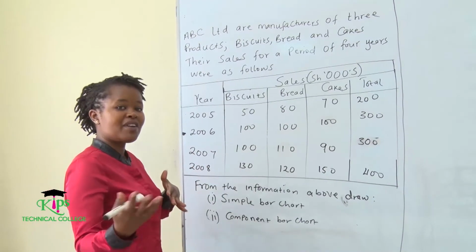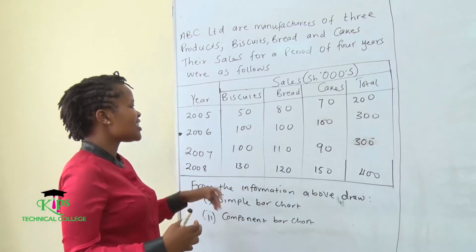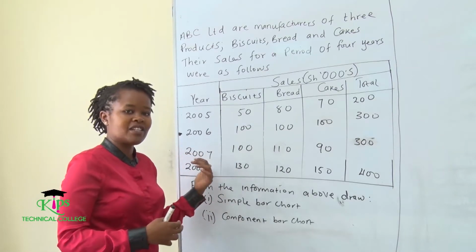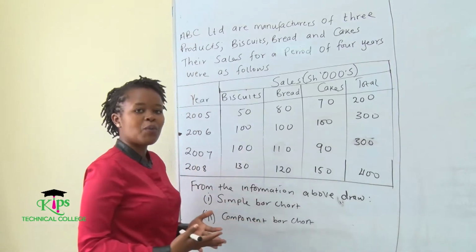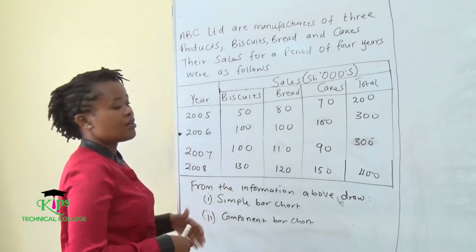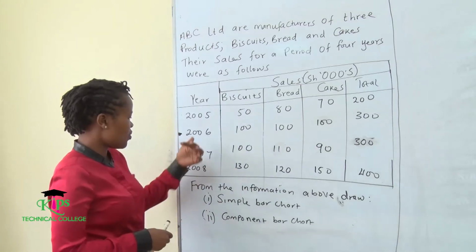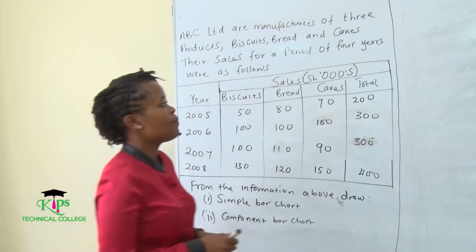Remember, previously we talked about how to come up with tables. In this case, this is already in form of a table. We want now to continue processing our data. We want to come up with diagrams. So let's go on. Let's see how you're supposed to come up with this bar chart, a simple bar chart.